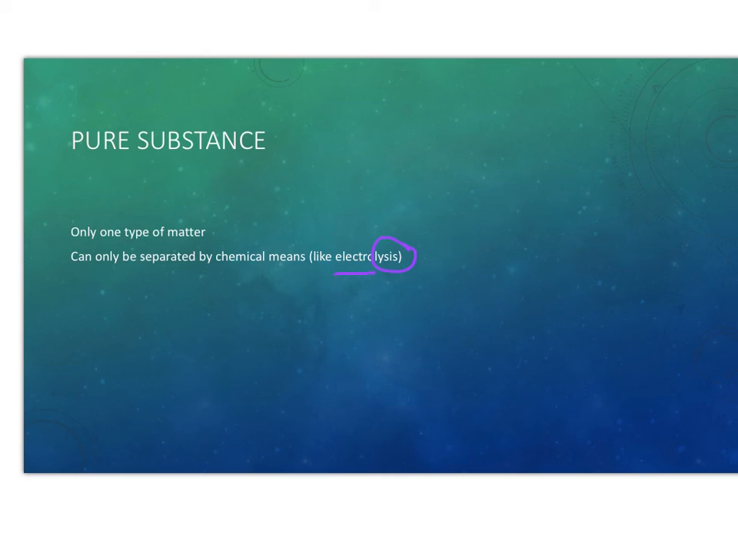lysis. I know you came from biology last year. Lysis means to break apart. So we use energy to break bonds. Pure substance, only one type of matter. What were those types of matter again? Elements, compounds, and molecules.